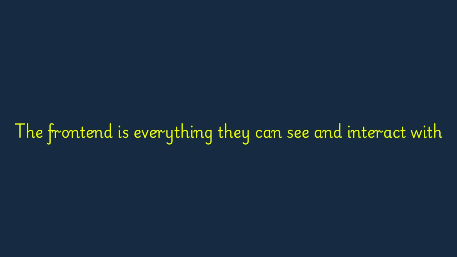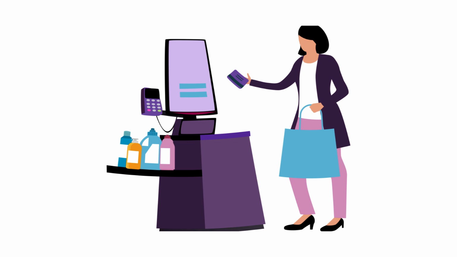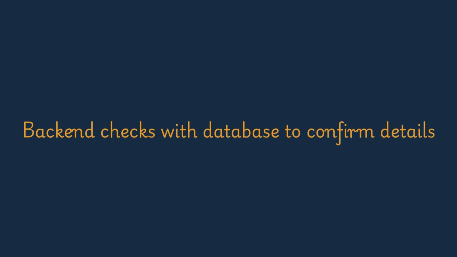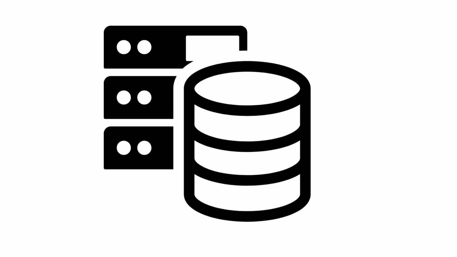Now, when the customer is done with interaction, the customer clicks checkout. The back end gets the request and makes decisions. Is the product in stock? Is payment successful? That is the function of the back end. The back end now checks with the database to confirm details like product availability, the user info, and order history. After checkout, it updates the database with the new order.